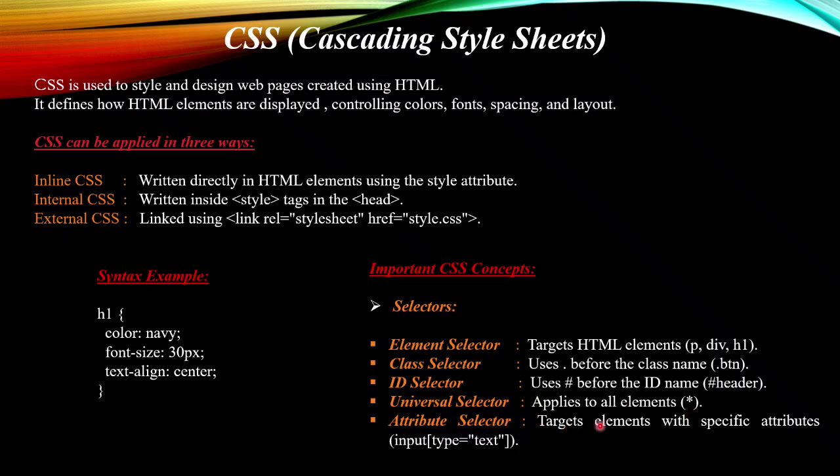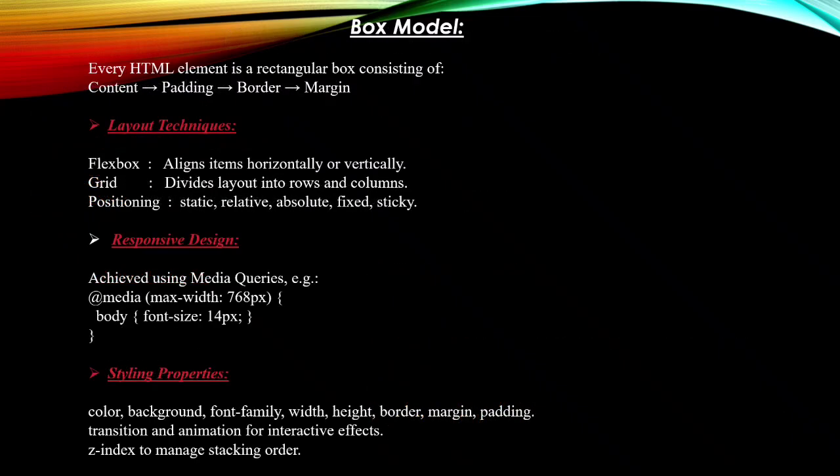Attribute selector. It targets elements with specific attributes, like input type is text. Using this, we will target the elements. Next is the box model, which is a very important concept in CSS. Every HTML element is a rectangular box, which consists of content, padding, border, and margin.